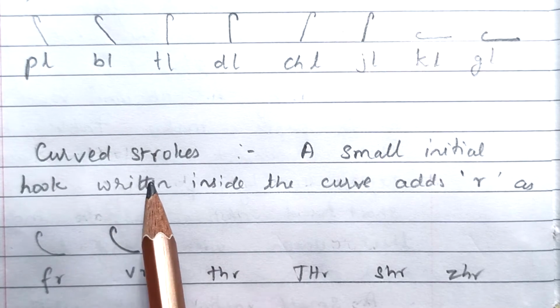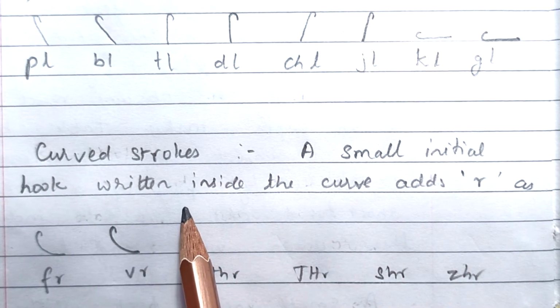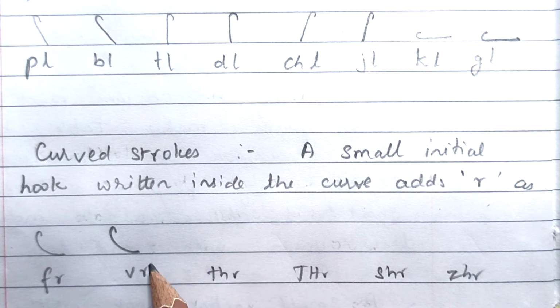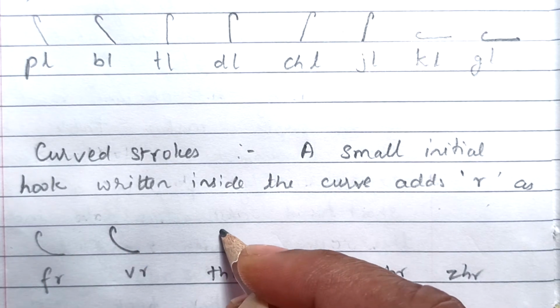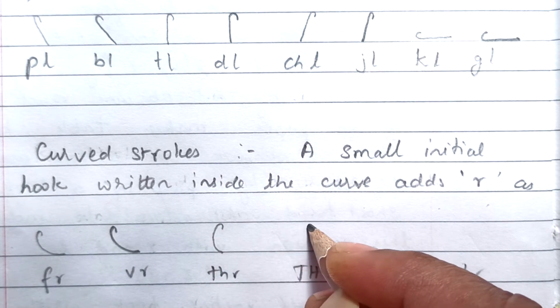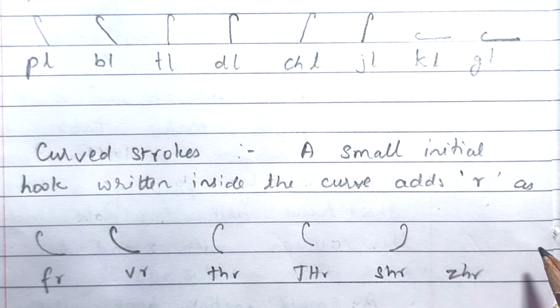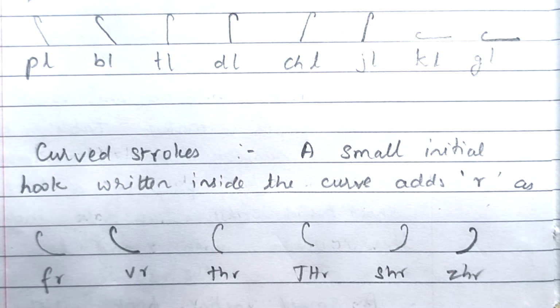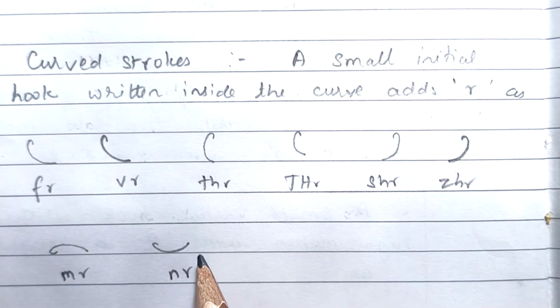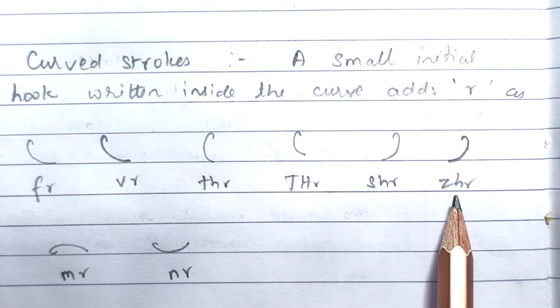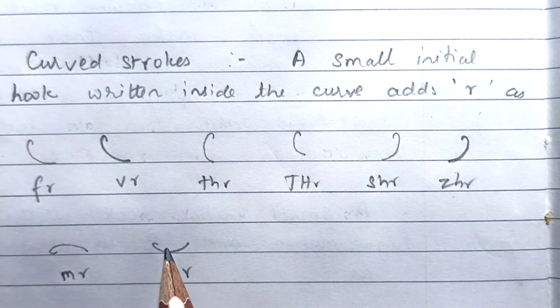Here we have curved strokes. A small initial hook written inside the curve adds R. So a small initial hook inside the curve: F R, V R, then it R, D R, ish R, then Z R, M R, N R. This is how we can write the initial hook for the consonants F R, V R, it R, D R, ish R, Z R, M R, and N R.